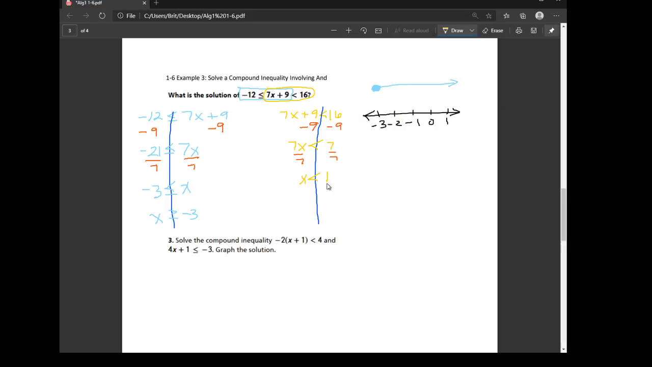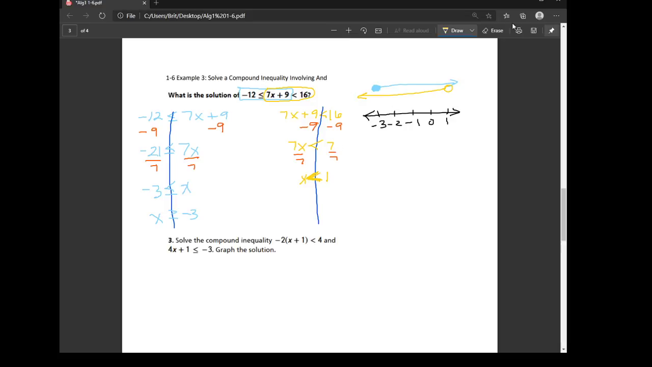Now for the yellow one, I know I need a point at 1. So there would be my point. It would be a hollow point because it can't be equal to. This just says less than. And if I were to shade less than that 1, I would shade to the left.